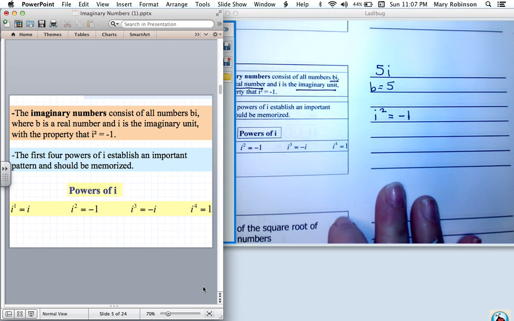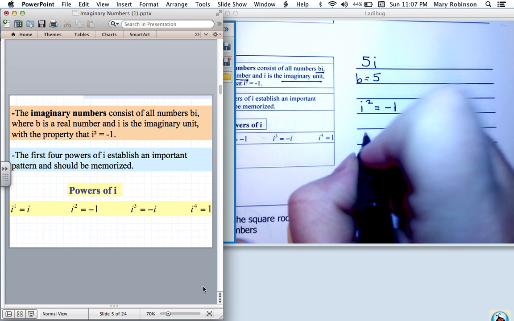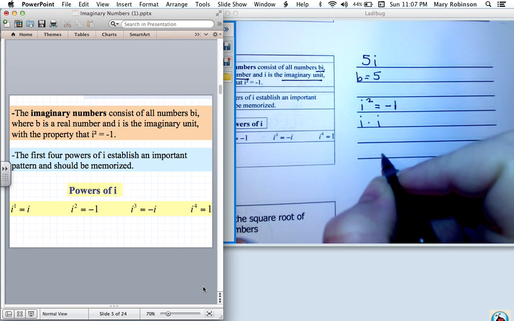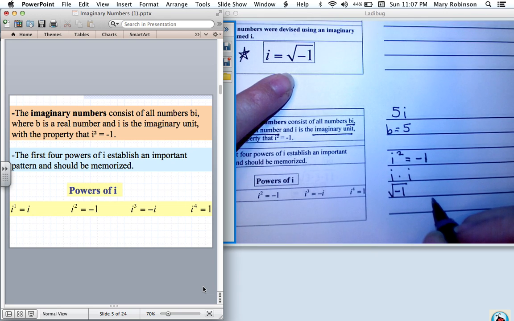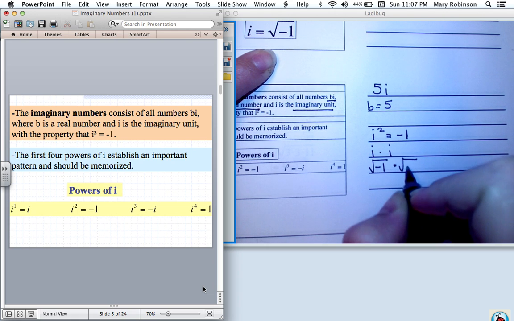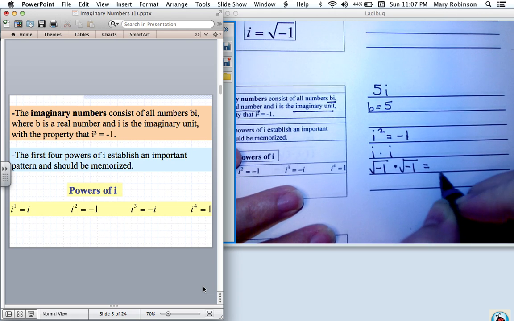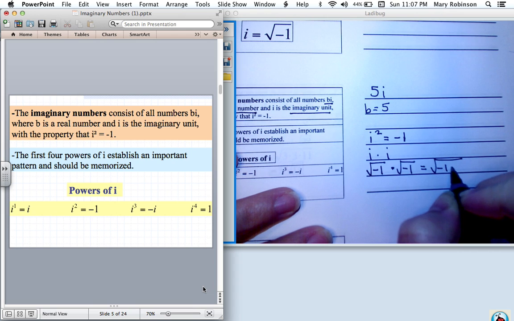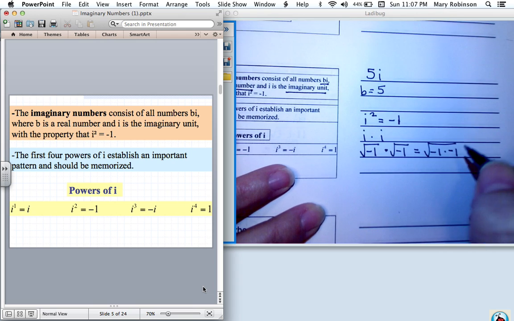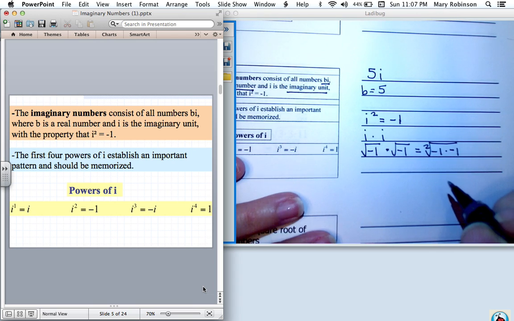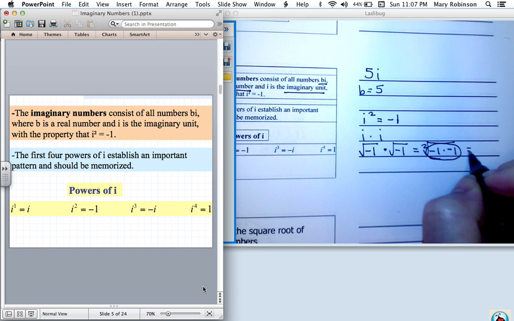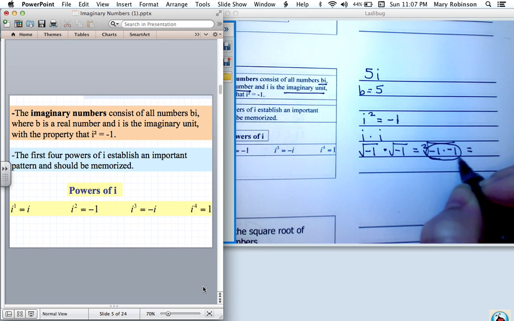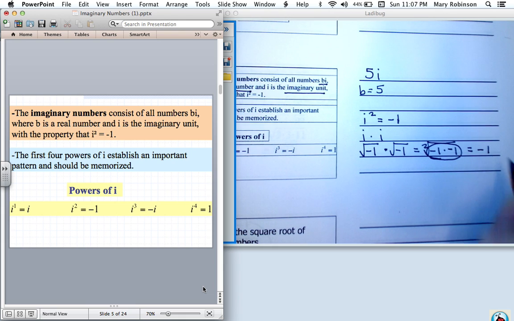So let me talk about why that is. i squared, if you recall, means i times i. Well, that means the square root of negative 1, which we just defined, times the square root of negative 1. Well, recall, that means the square root of negative 1 times negative 1. Because we would be finding the square root, meaning we are looking for two of the same factor, we can see that we have one group of 2's, which means that i squared actually equals negative 1.